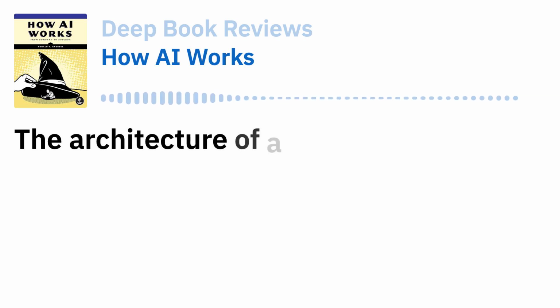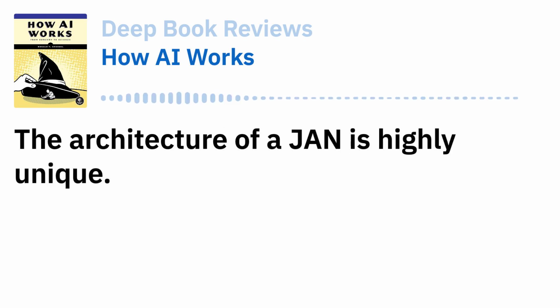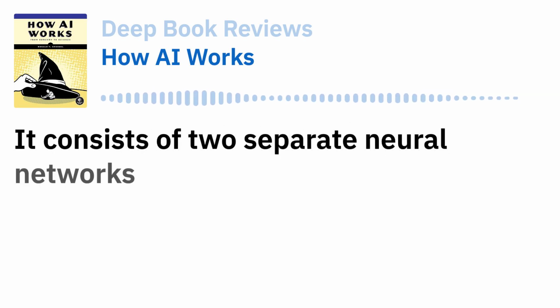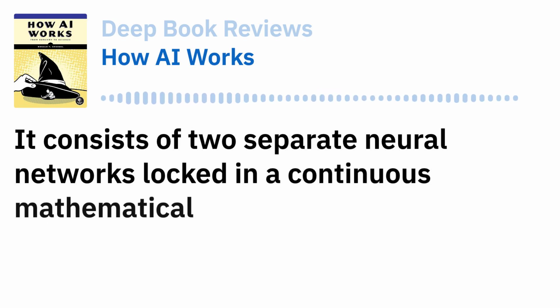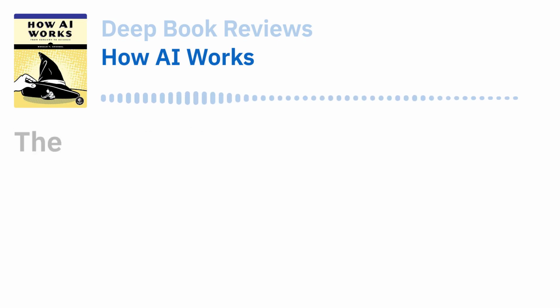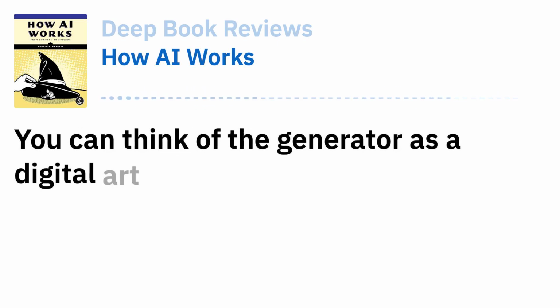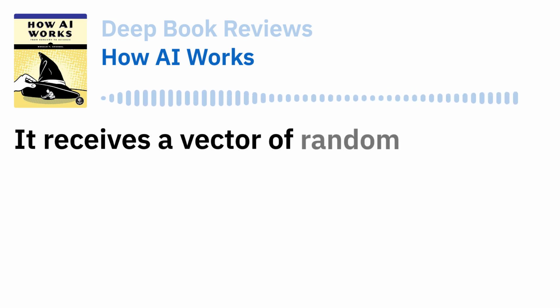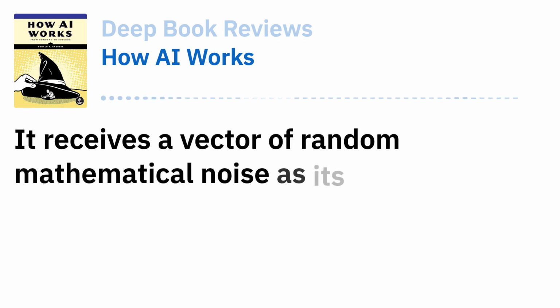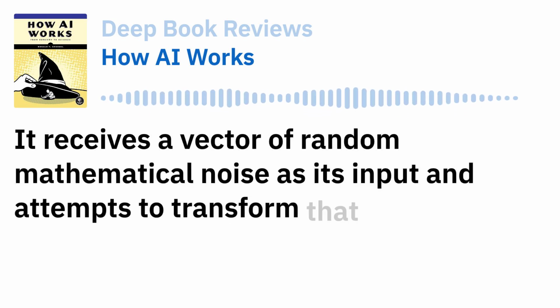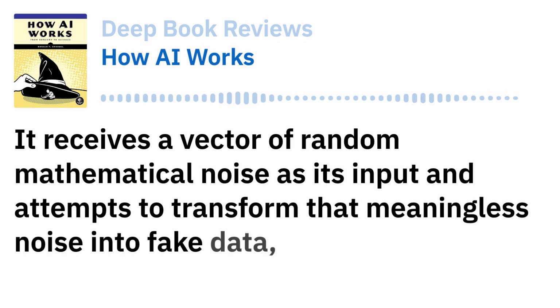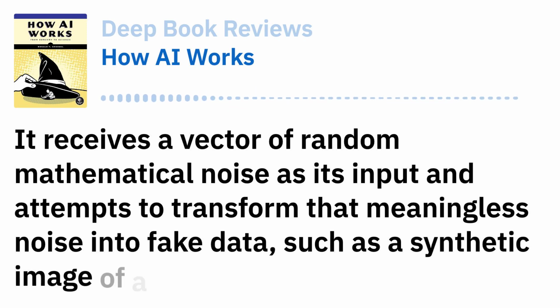The architecture of a GAN is highly unique. It consists of two separate neural networks locked in a continuous mathematical competition. The competition. The first network is the generator. You can think of the generator as a digital art forger. An art forger. I like that. It receives a vector of random mathematical noise as its input and attempts to transform that meaningless noise into fake data, such as a synthetic image of a human face.